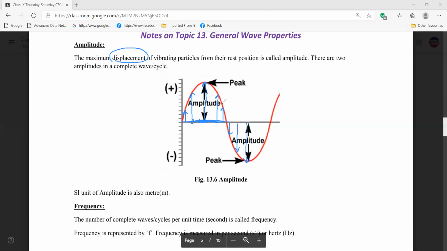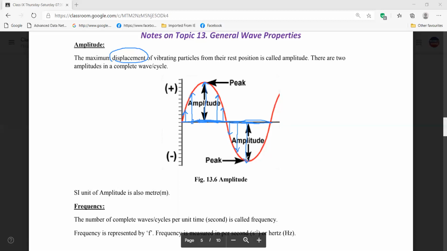As the particle is vibrating both upwards and downwards, and this is the rest position, rest position is also here. So we are getting two amplitudes. How many amplitudes? Two amplitudes for a complete wave. One amplitude we are getting from the crest, another amplitude from the trough. Is it clear?